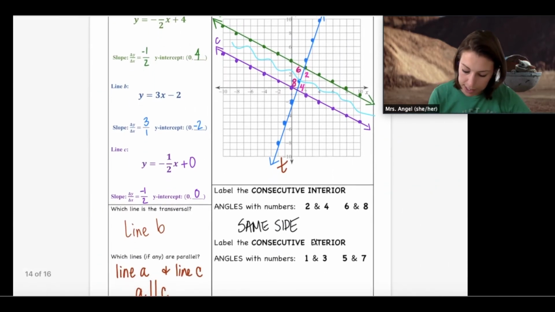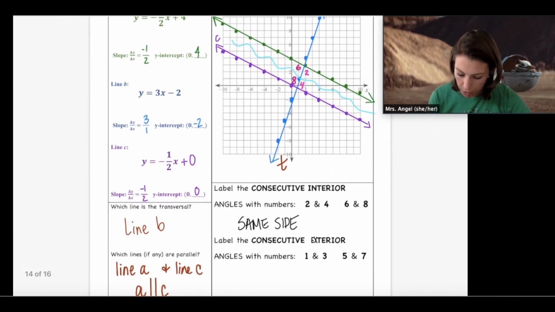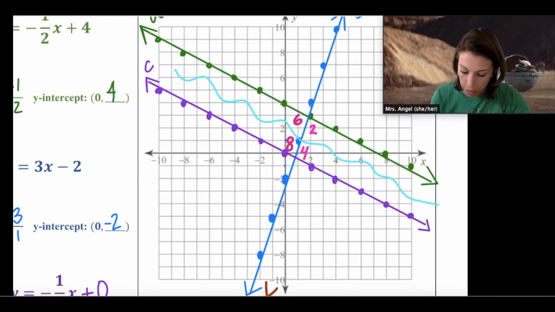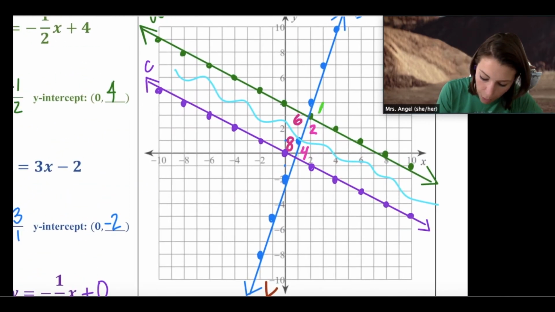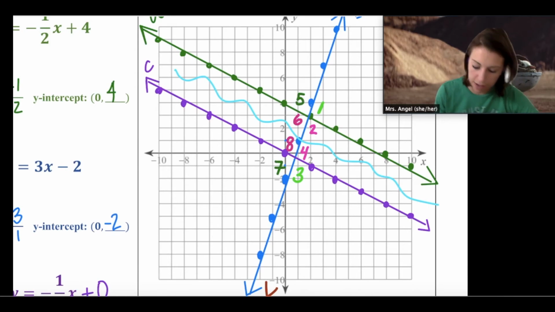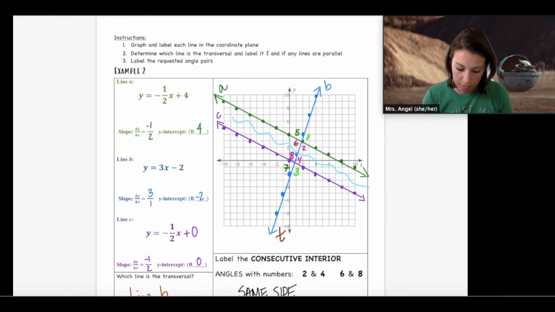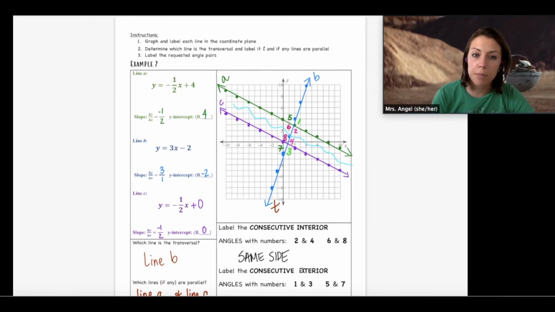Now we'll do the consecutive exterior angles with 1 and 3, 5 and 7. So again, if I zoom in here, I'm standing on the bridge. If I decide to make that 1, would be down here, angle 3. And then if I decided to make this angle 5, this would be the consecutive angle, exterior angle 7. And there is our graph and completed activity for example 2.